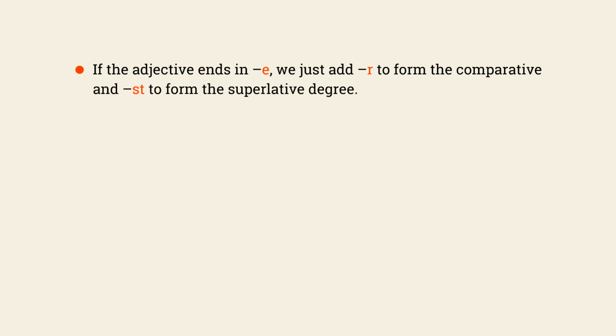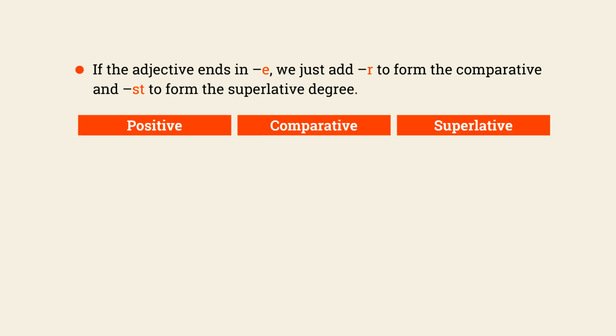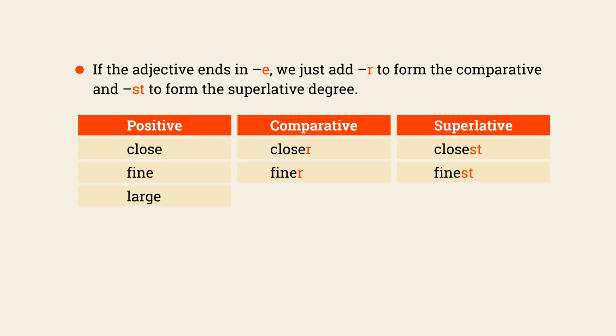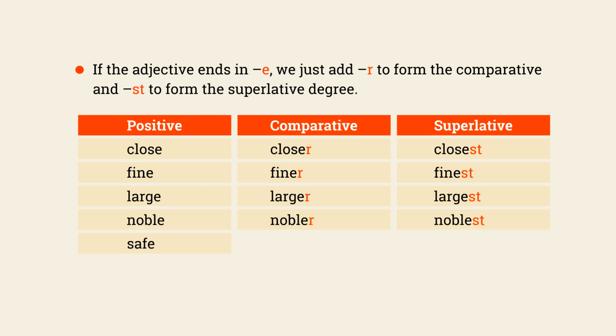If the adjective ends in e, we just add r to form the comparative and st to form the superlative degree. Positive, comparative, superlative. Close, closer, closest. Fine, finer, finest. Large, larger, largest. Noble, nobler, noblest. Safe, safer, safest. Wise, wiser, wisest.